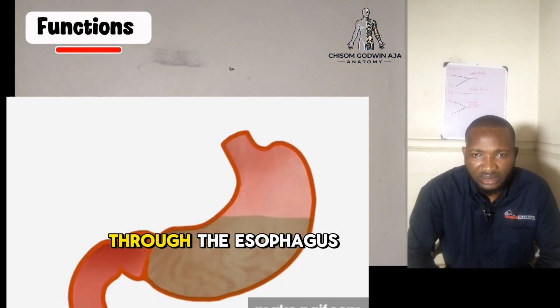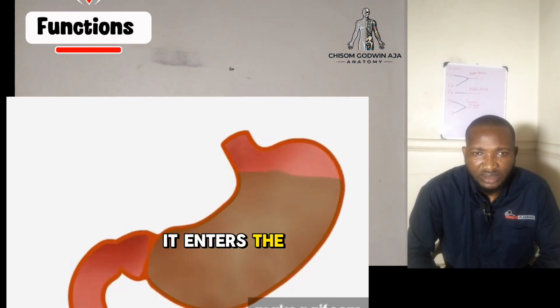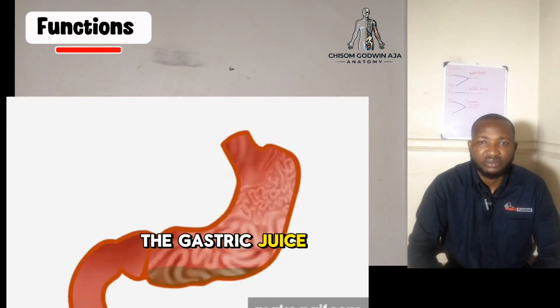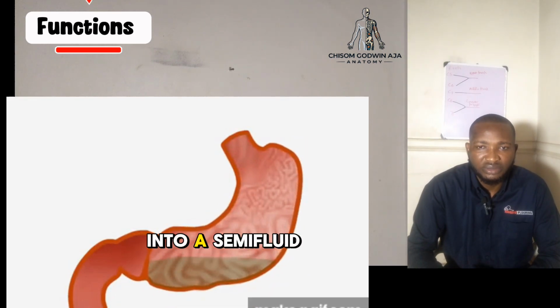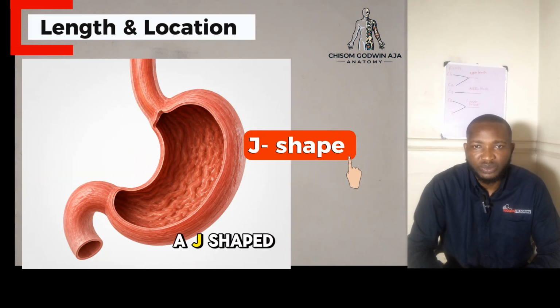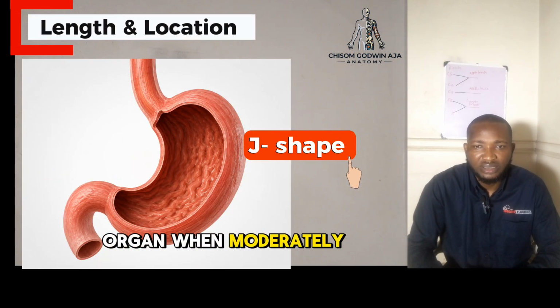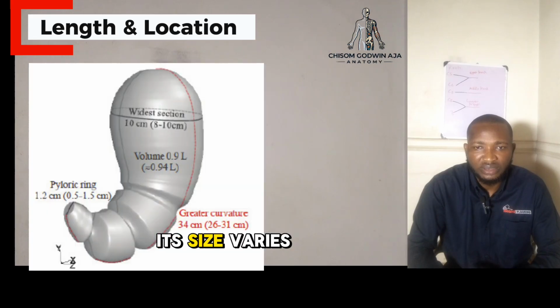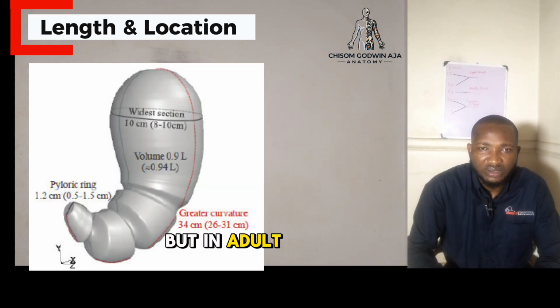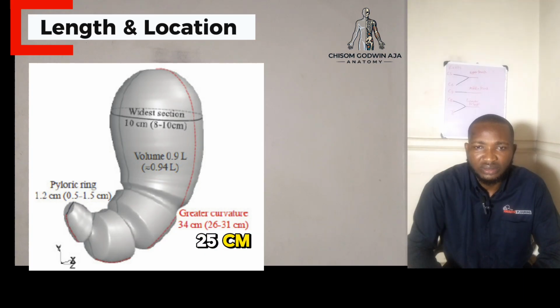After food passes through the esophagus, it enters the stomach where the muscular contraction mixes it with the gastric juice and concentrates it into a semi-fluid substance called chyme. The stomach is a J-shaped organ when moderately distended. Its size varies depending on how much it contains, but in adults it is approximately 25 cm.